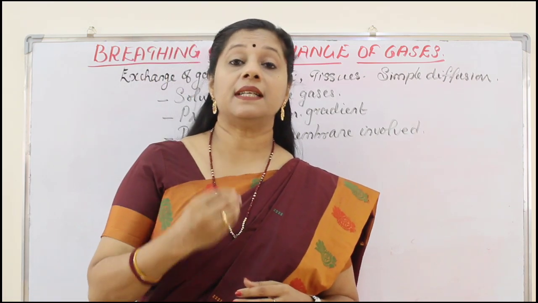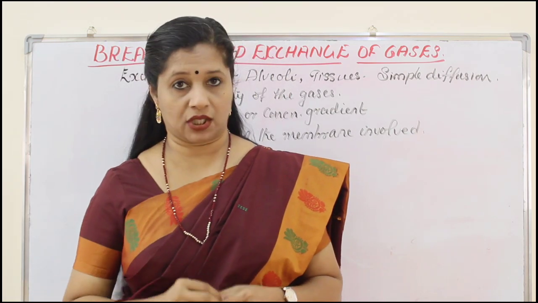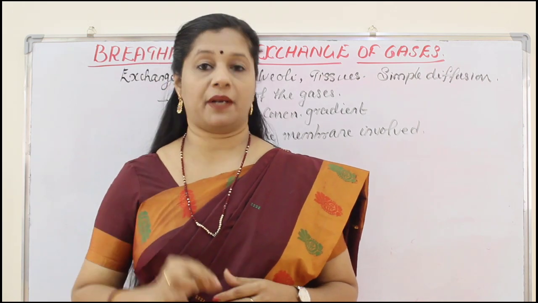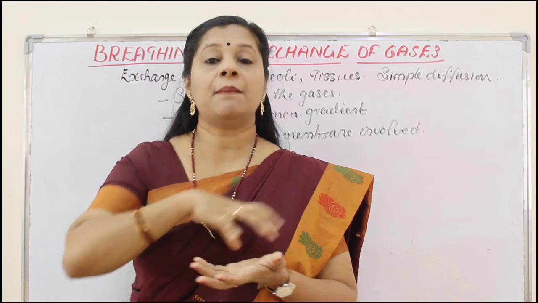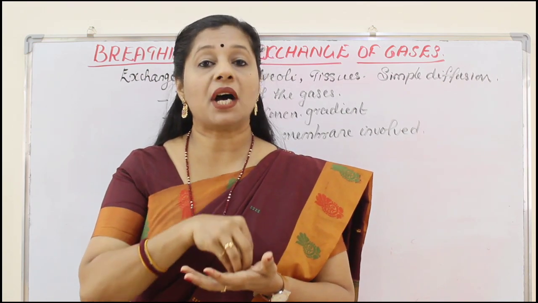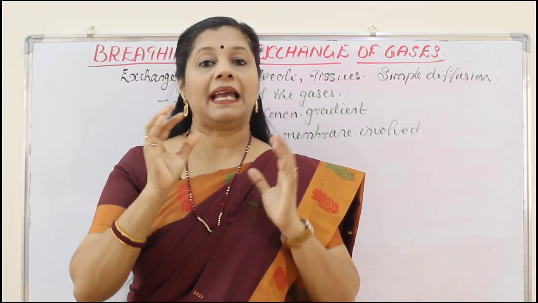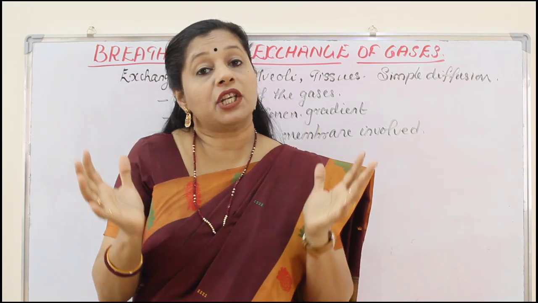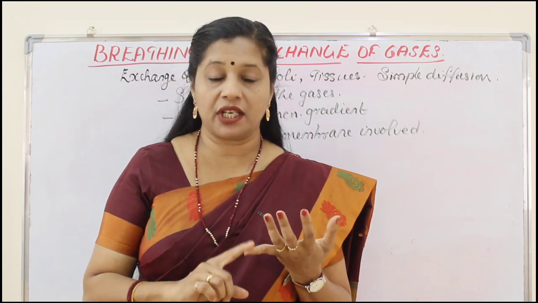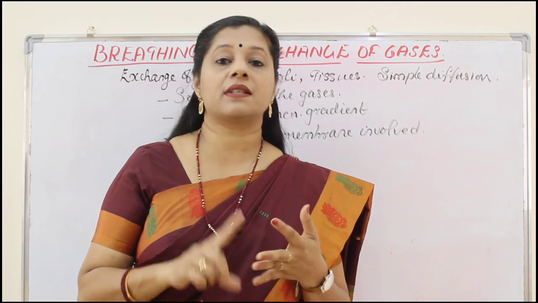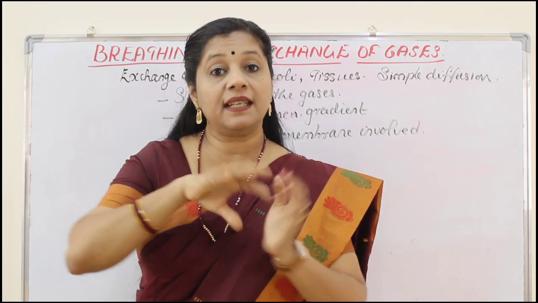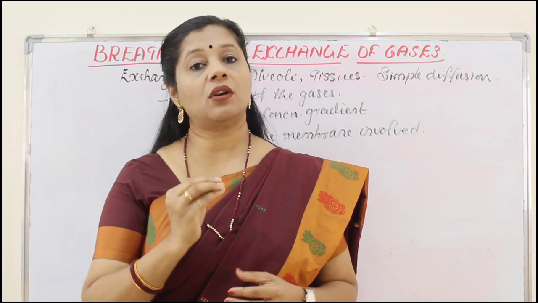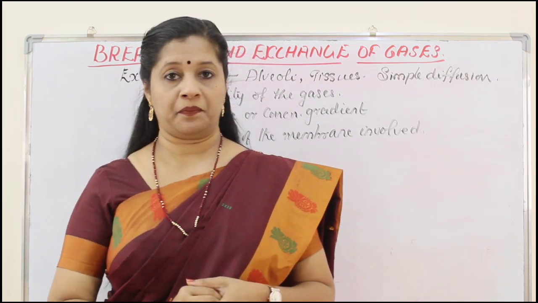Here we are using a term, partial pressure of oxygen. What is meant by partial pressure? The pressure of an individual gas in a mixture of gases is called a partial pressure. For example, air. Air is a combination of different gases. It has nitrogen, oxygen, carbon dioxide, argon, all these are there. But what is the pressure of oxygen in that mixture of gases? That is called the partial pressure of oxygen.